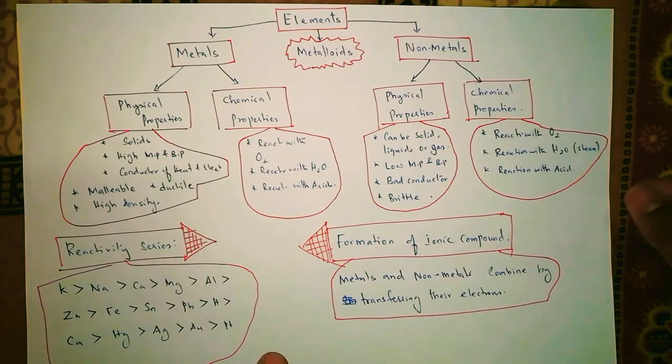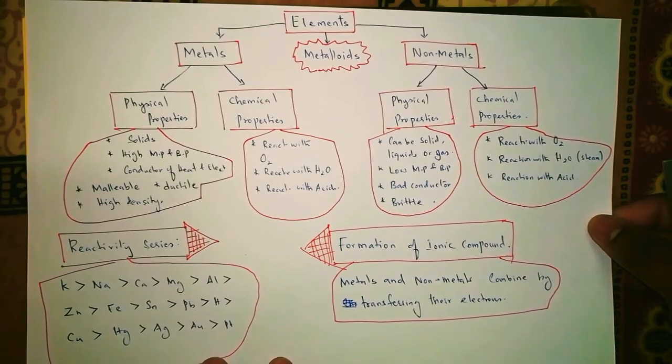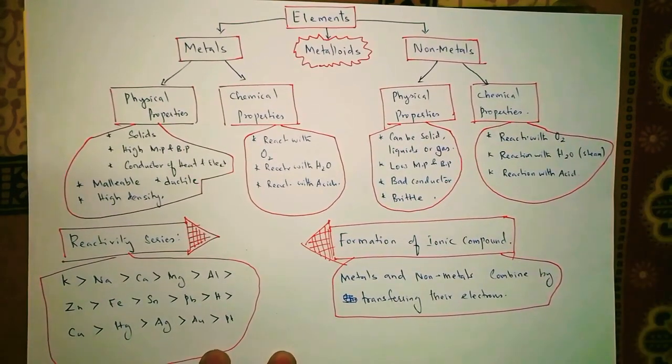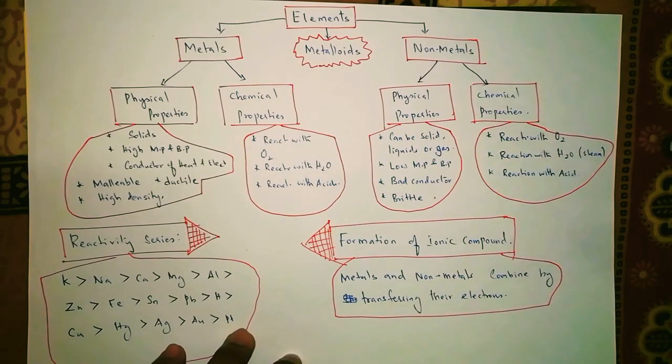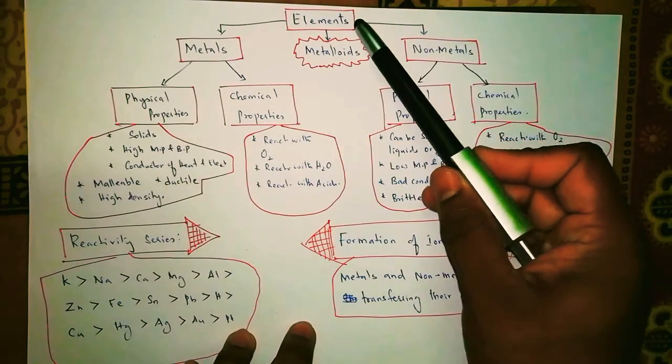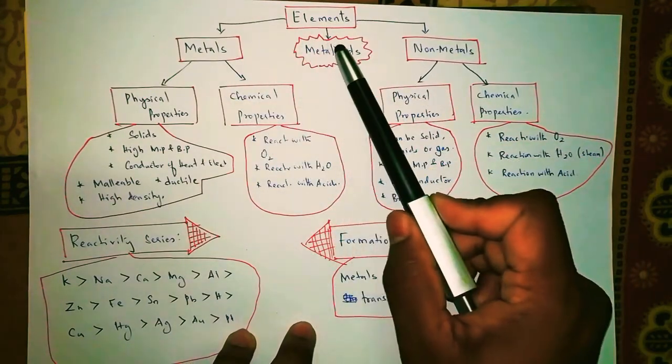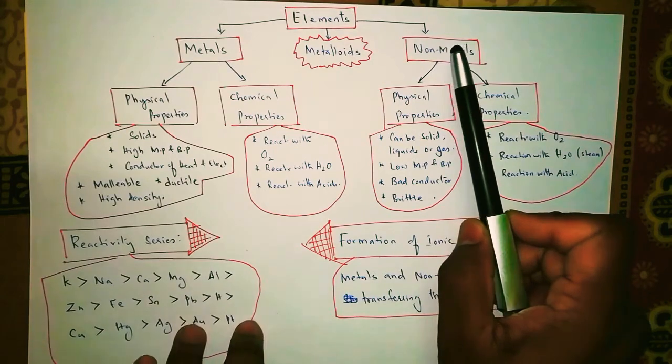If we want to learn more on metals and non-metals, we should start from the 9th standard. In 9th standard, what did we learn on elements? In the second chapter, we learned the separation of components of a mixture, right? And in the third chapter, we learned atoms and molecules, right? And there we learned elements. Elements are classified into metals, metalloids, and non-metals.